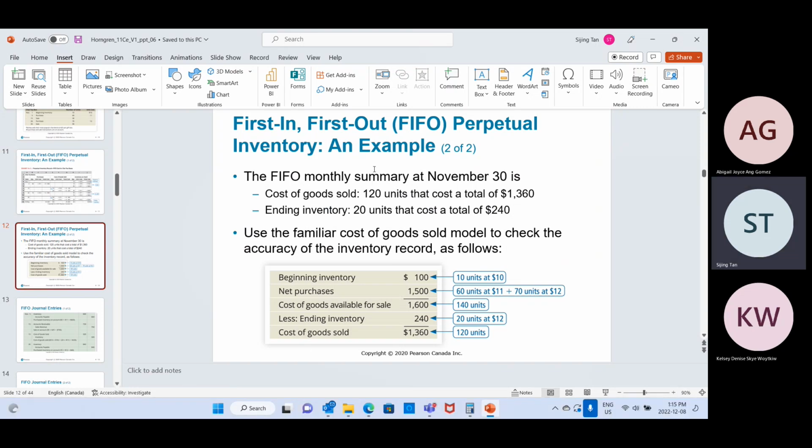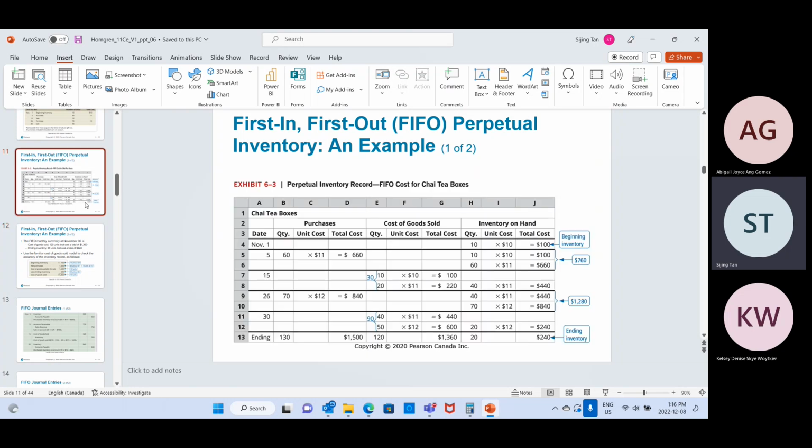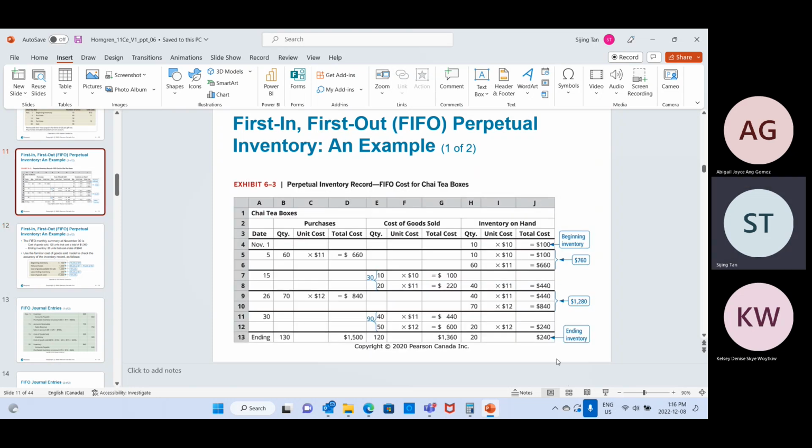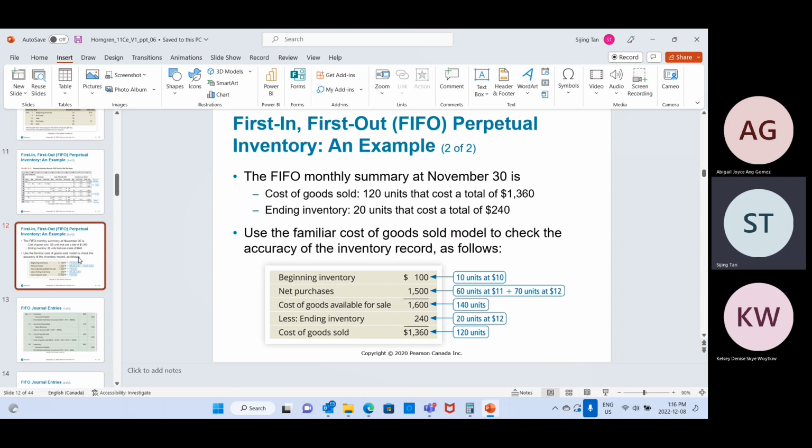Now, the first in, first out method is simply summarized in here: 120 units, with a total cost of 1,360. And then the ending inventory is 20 units. The total cost is 240. So the ending inventory will be 240.